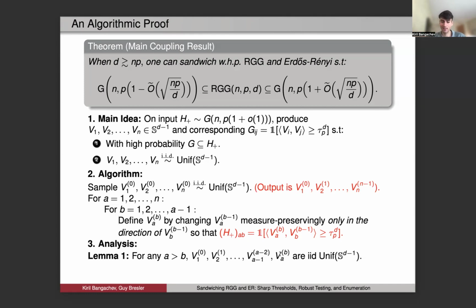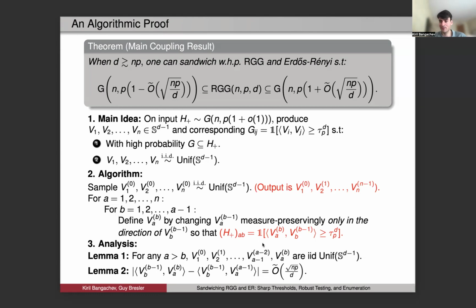The second key lemma is that once we change a vector A in the direction of vector B, even after we perform some further changes on A, the inner product will not change much. And this is why, once we have an edge, things will not change much.